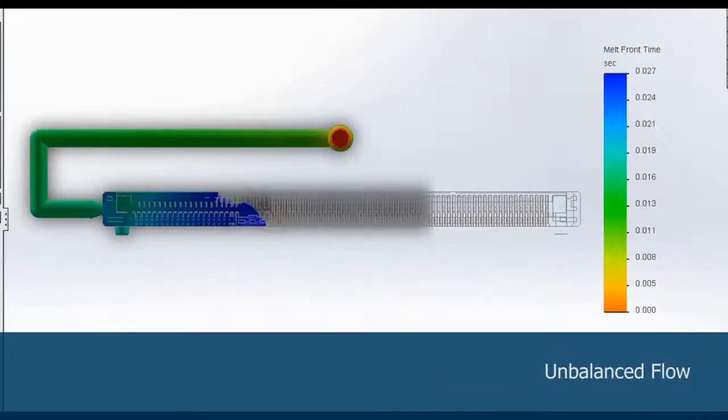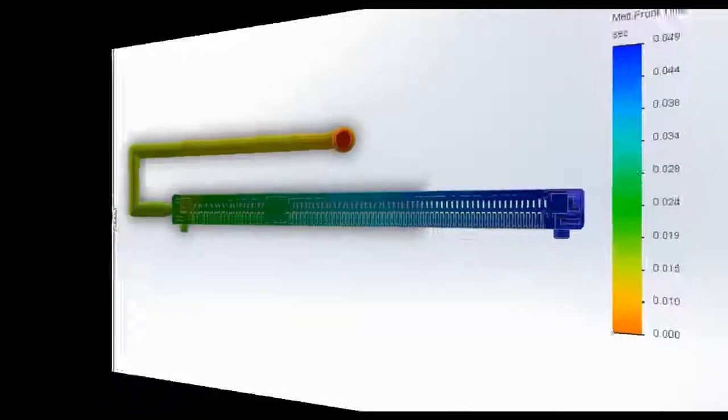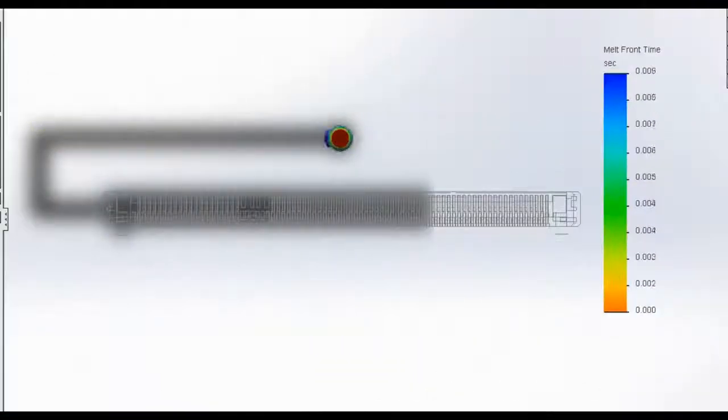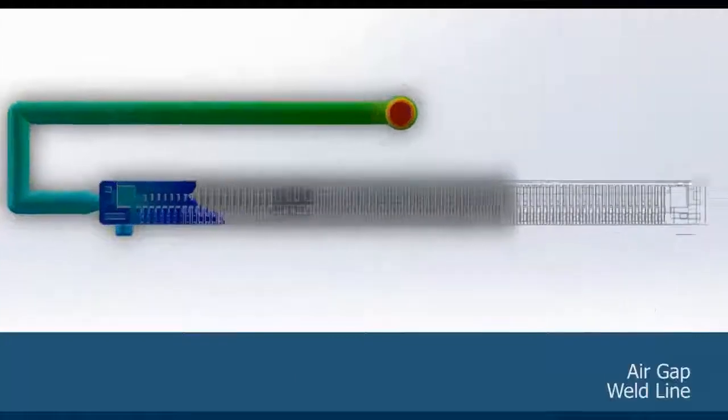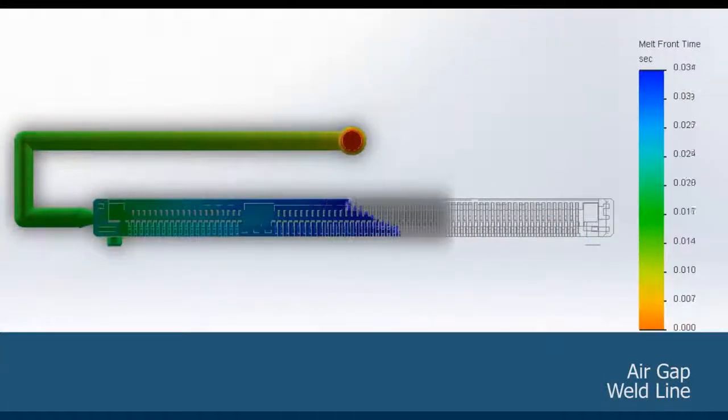The racetrack effect leads to unbalanced filling and may cause uneven volume shrinkage, air trap, and weld line in the part. If we watch the animation again, we can see the air trap and weld line indeed exist in this flow simulation.